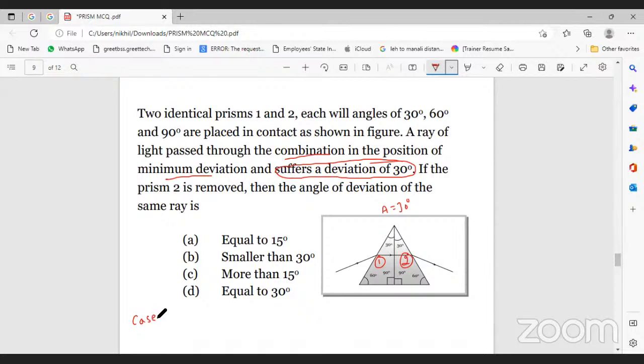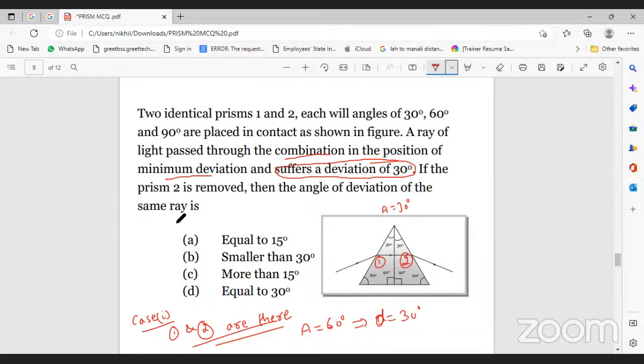So case 1: prisms 1 and 2 are both there. What is the angle of the prism when both the prisms are there? Individually each is 30. If I combine both prisms, what is the total angle? 60 degrees. For this 60 degrees, what is the deviation they have given? 30 degrees. So the deviation is 30 degrees. Correct?